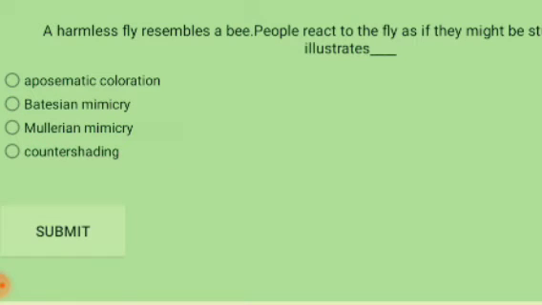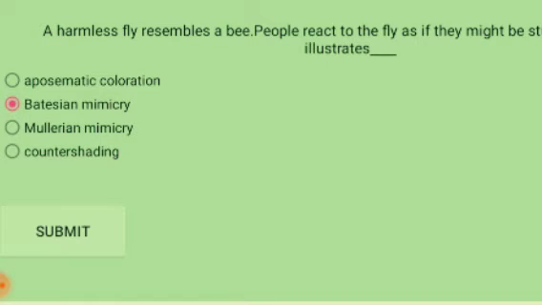A harmless fly resembles a bee. People react to the fly as if they might be stung. This example illustrates option A, aposematic coloration, B, Batesian mimicry, C, Mullerian mimicry, D, countershading. It's actually option B.